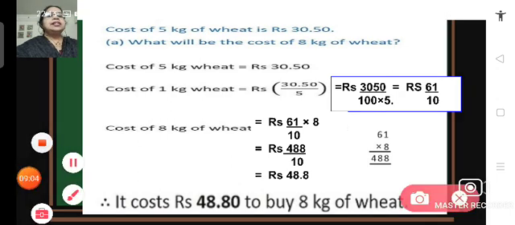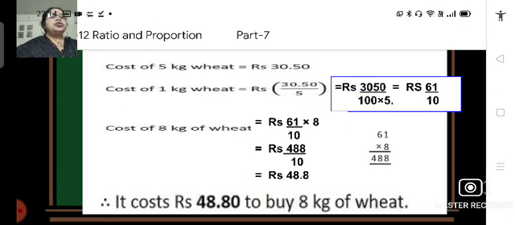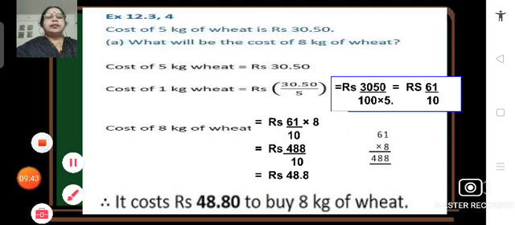The cost of 5 kg of wheat is rupees 30.50. So the cost of 1 kg of wheat will be 30.50 upon 5. And 30.50 upon 5 can be solved like this. Because we have a decimal in the numerator, we multiply by 100. Why? Because after the decimal there are 2 digits, 30.50. To remove the decimal we multiply by 100. So it becomes rupees 61 upon 10.